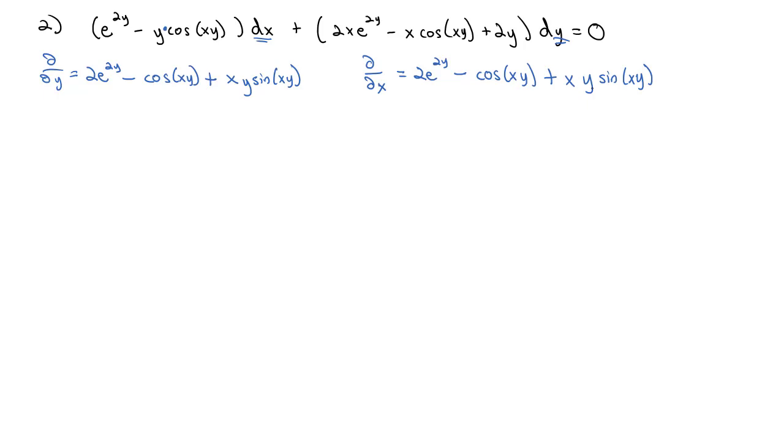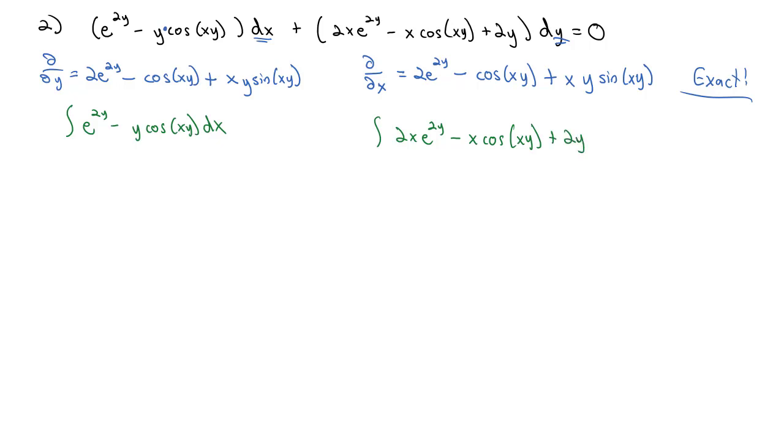And sure enough, both of these are exactly the same. So we verified that we do have an exact equation. In order to solve the exact equation, we're going to integrate both parts, e to the 2y minus y cosine of xy dx. And we'll integrate 2x e to the 2y minus x cosine of xy plus 2y dy, treating the opposite variable as a constant.